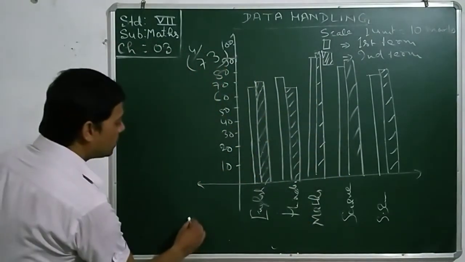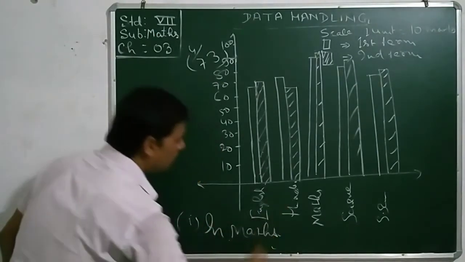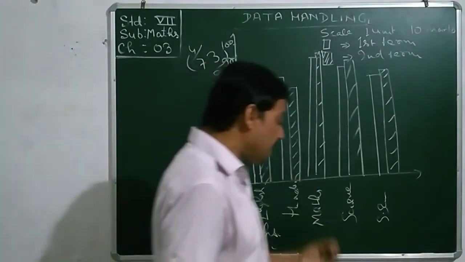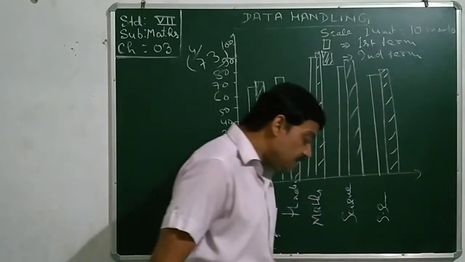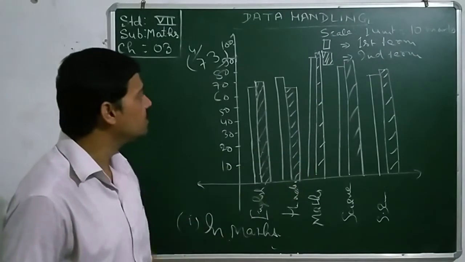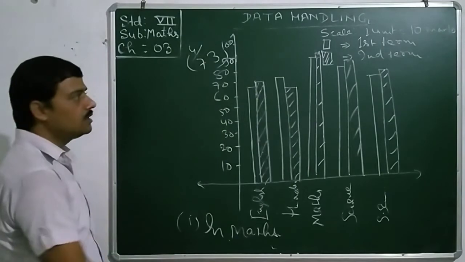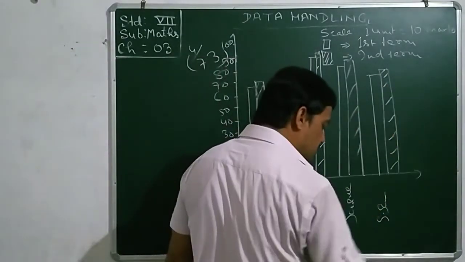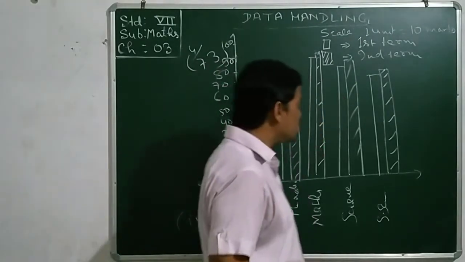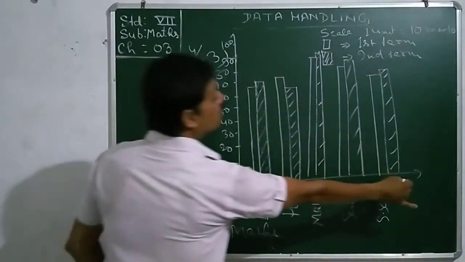In maths, for the first part you will write maths. By how many marks? Of course by 7 marks. And then look at the second question. In which subject is the improvement least? In maths it is highest. The least, here in English we have a difference of 3 marks. But if you look at social science, here the difference is only 73 to 70, only 2 marks. So for the second part we will write social science.